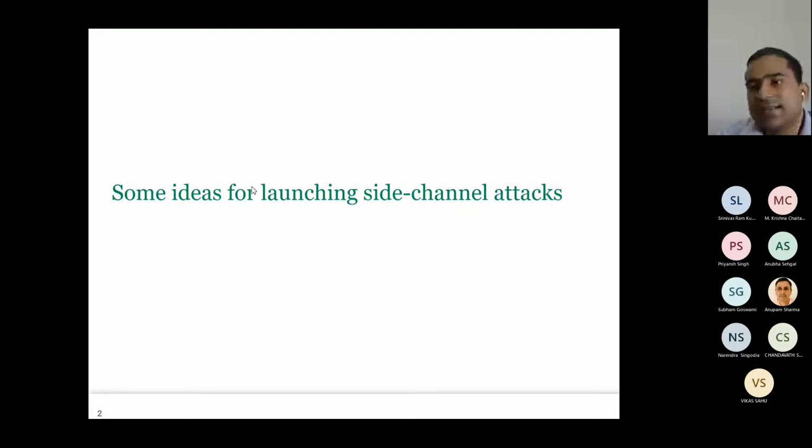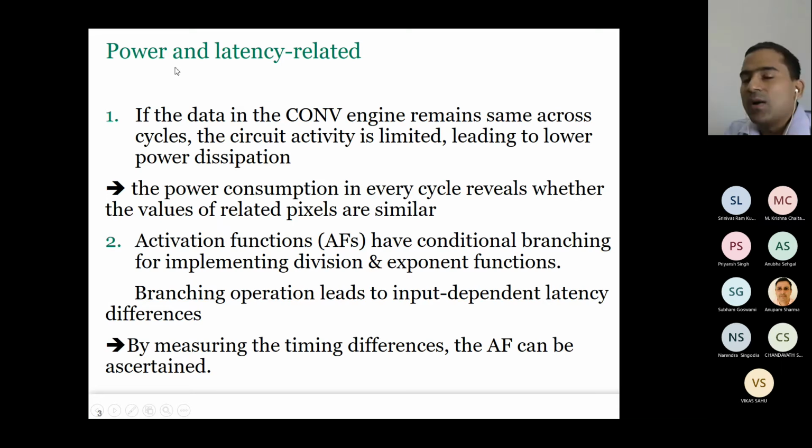So I have already explained what is a side channel attack, right? In a side channel attack, we want to infer some information through some leaks or some indirect hints, and here we try to form correlations. So here are some examples.